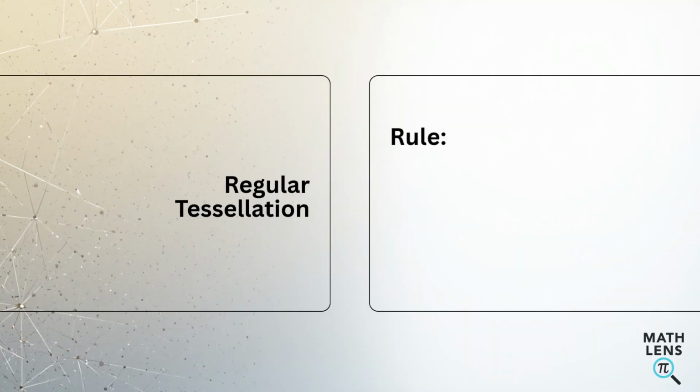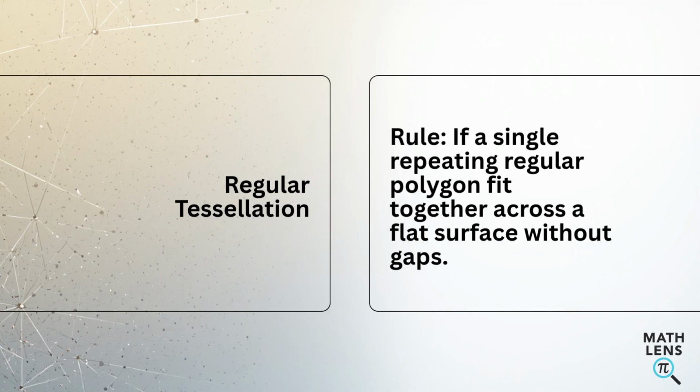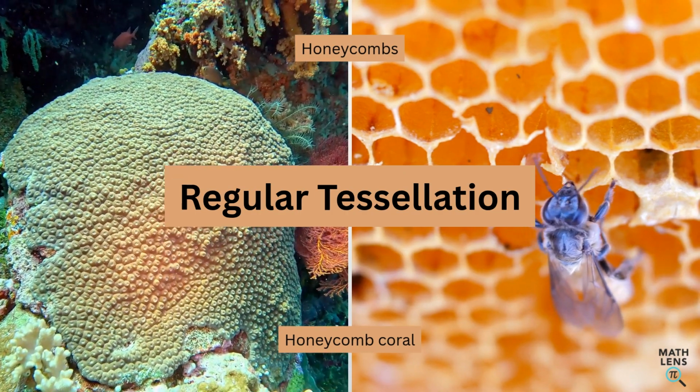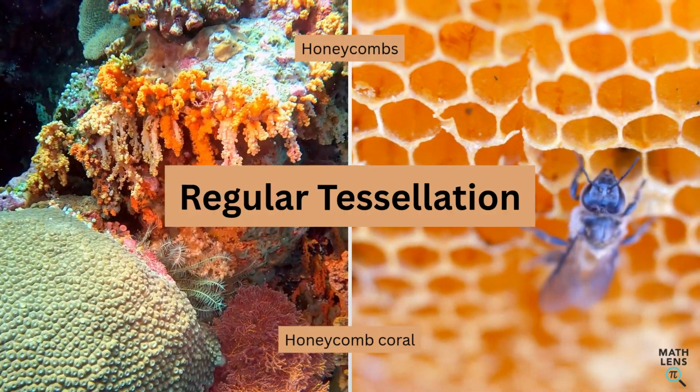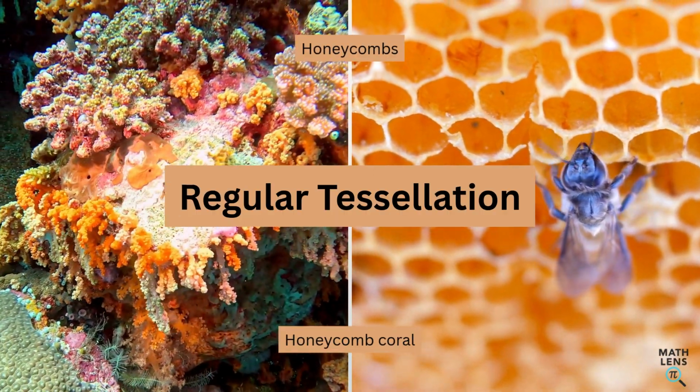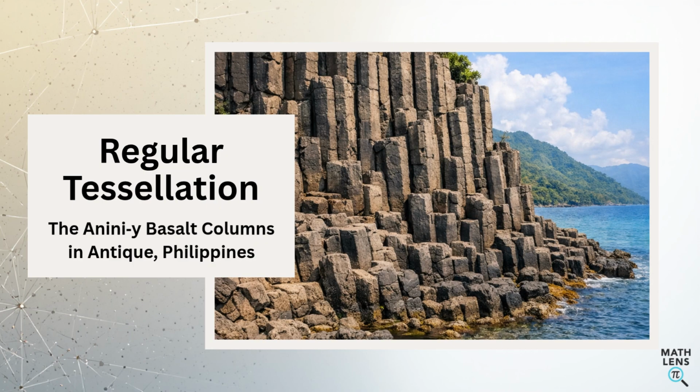Regular tessellations feature a single repeating polygon that seamlessly covers a flat surface without gaps, creating a uniform pattern. Examples include honeycomb structures, where hexagons fit perfectly. Anini-y basalt columns in the Philippines, showcasing interlocking hexagonal formations. These patterns appear in both nature and man-made designs, inspiring efficiency.